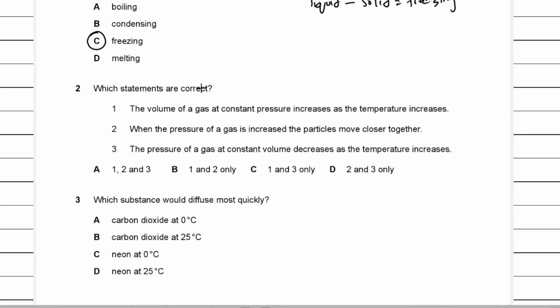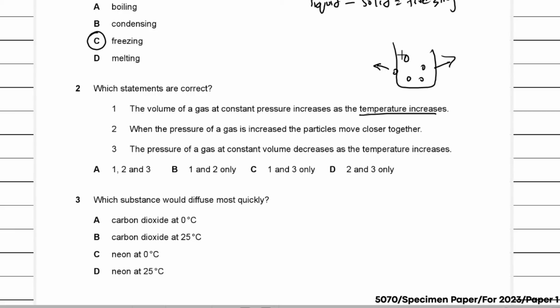Which statements are correct? Statement 1: the volume of a gas at constant pressure increases as the temperature increases. So we have to deduce something. When you're increasing temperature, kinetic energy among gas particles increases and they start moving more. So if this is a gas container, the particles will hit the container more often than usual. That means the particles will exert a pressure. So yes, statement 1 is correct: pressure will increase if we increase the temperature of a gas that's enclosed in a container.